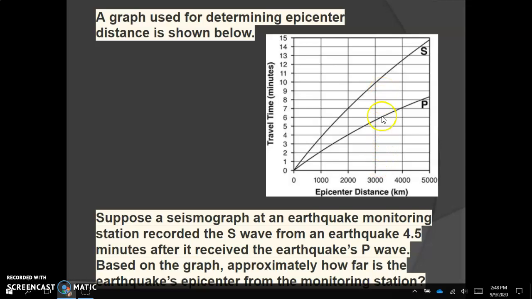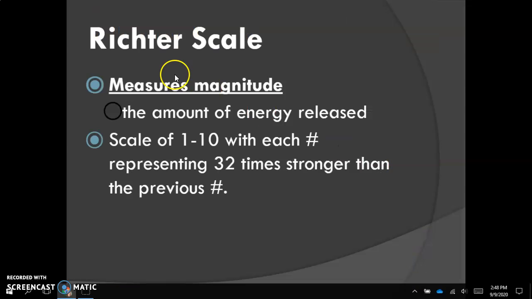Now, if we were in the classroom, we could use a compass. You guys know the little circular compass that has a little pencil in it, and you can do this with much more accuracy. But just as a rough estimate, we're just looking to find the difference between the S and the P wave. So find where there's a 4.5 minute difference, and then follow it down to your x-axis, and you can find the epicenter distance.